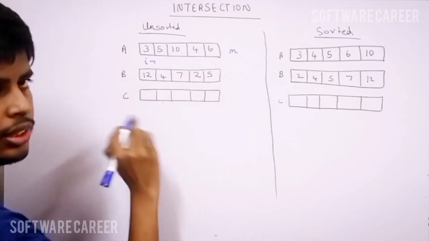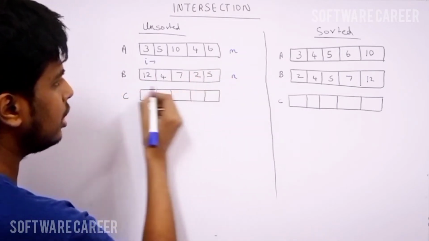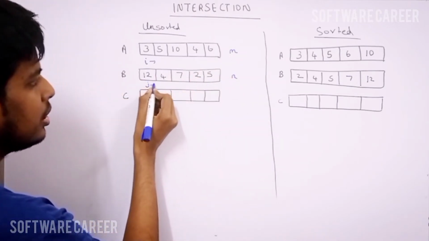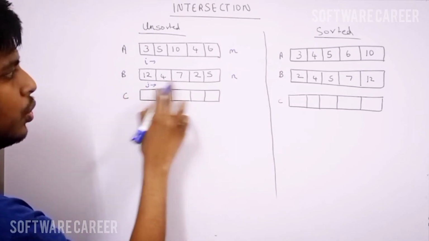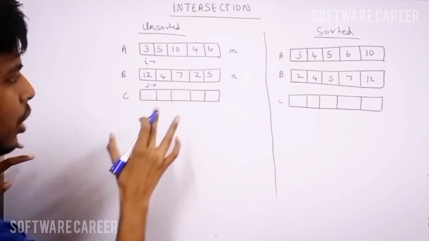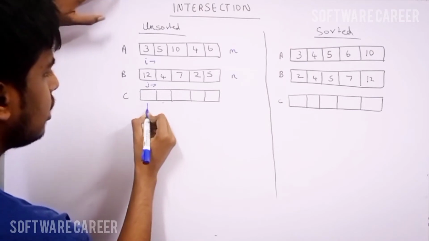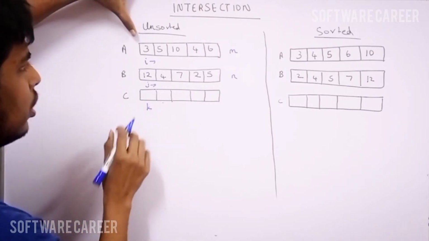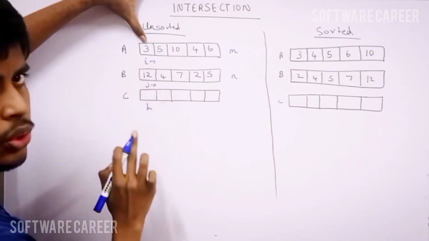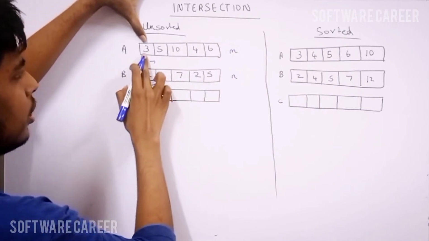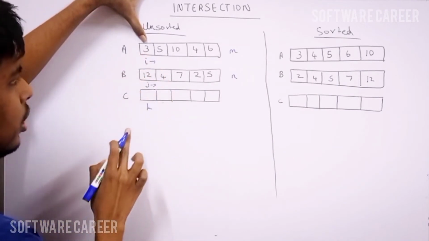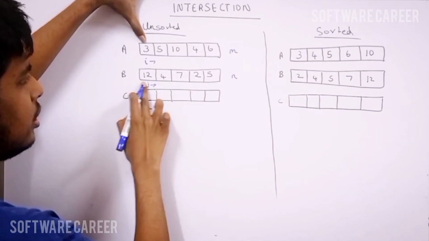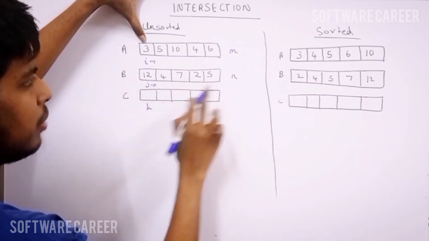The size of A is m. Now size of B is n. J is an index which is used to travel from 0 to n minus 1. Now let's see how it works. Now see, k is here, at position 0. Now I is at 0. Now the A of I is 3. Now you should compare every element in J. J travels from 0 to n minus 1.